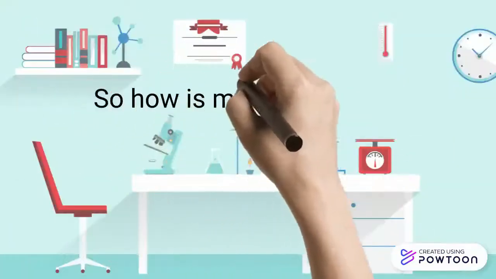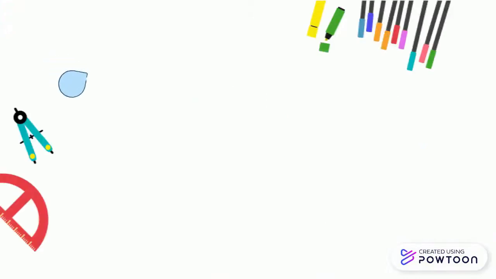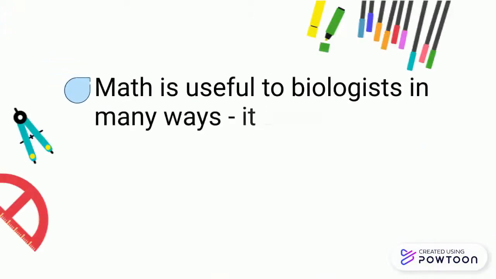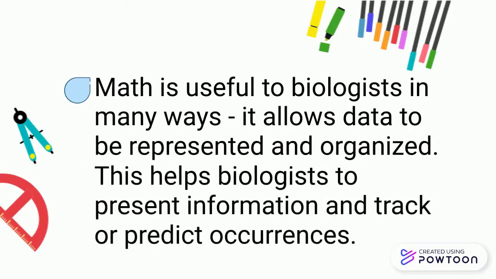So how is math used in biology? Well, math is useful to biologists in many ways. It allows data to be represented and organized. This helps biologists to present information and track or predict occurrences.